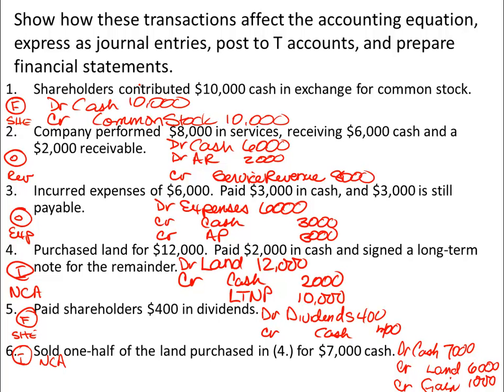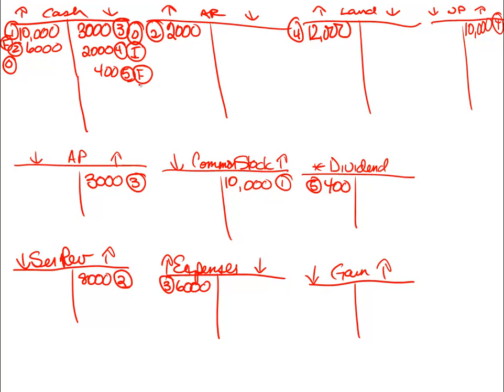And finally, in number 6, we sold half of the land for $7,000, so cash is going to go up $7,000 in item 6. That's investing because we sold half of the land. And we had a gain of the difference of $1,000. So those are how we journalized and posted those transactions. Stay tuned. We're going to put them into financial statements next.